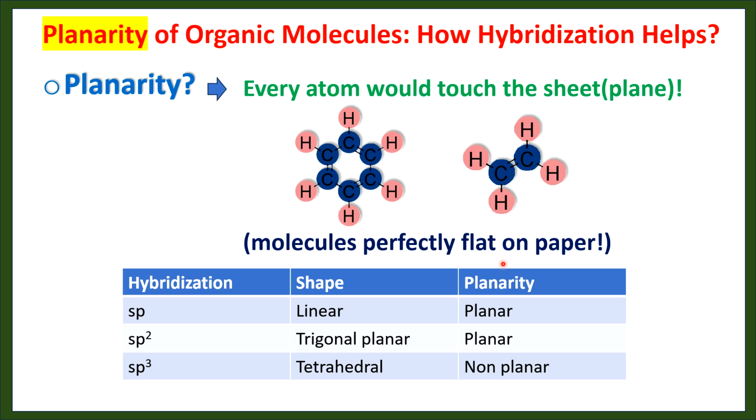How does hybridization help to determine planarity? If it is sp hybridized, the shape is linear, that means planar. If sp2, that is trigonal planar shape, that means planar. If sp3 hybridization, that is tetrahedral shape, that means non-planar. So we can easily understand, if we know the hybridization of an atom, then we can understand the local geometry or planarity.